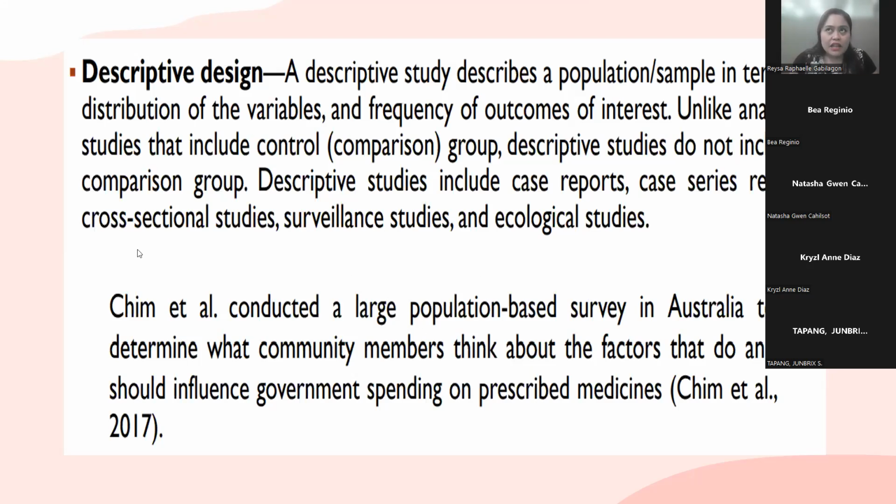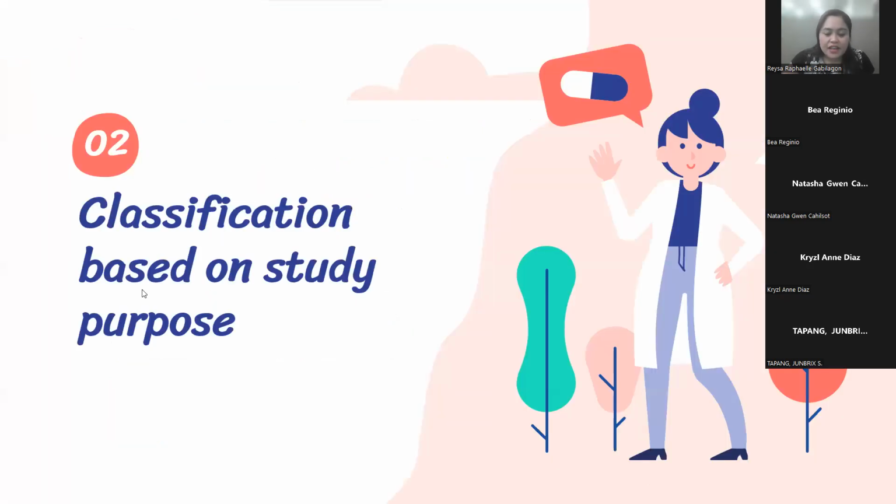So at the end of the study, they will have a description. Ito yung perception nila, ito yung iniisip, ito yung pagtingin ng mga tao sa community, sa ginagawa ng government, sa mga factors na nag-i-influence sa government. Okay? So, ayun, na-provide natin yung hinihingi na description. So, again, it is called a descriptive research design. That is under classification based on study purpose.